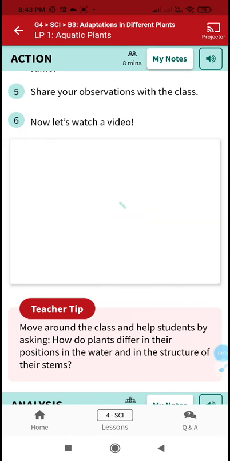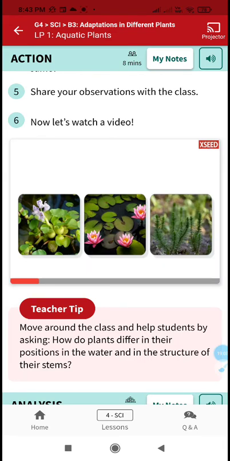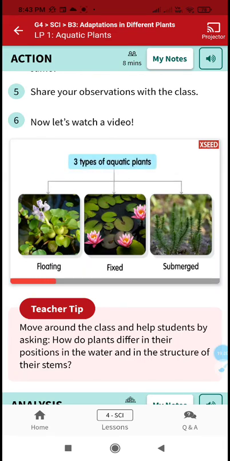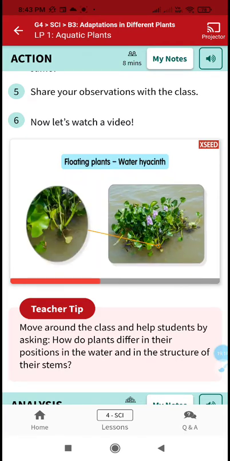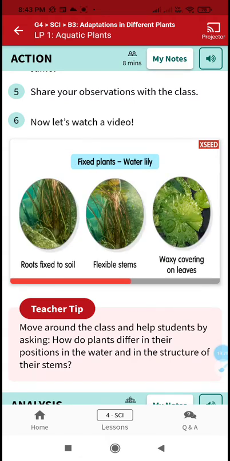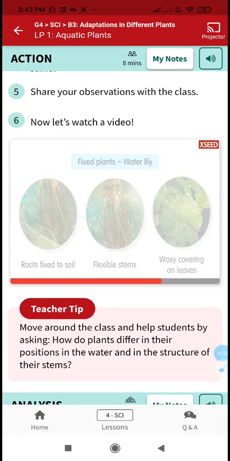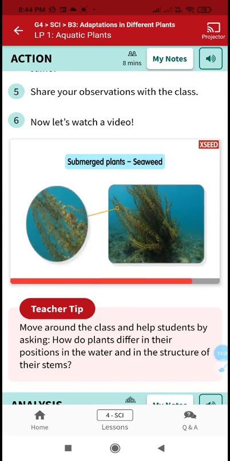Now you watch this video. Aquatic plants live in or on water bodies. There are three types of aquatic plants. Floating plants have light and spongy stems and leaves. Fixed plants have roots that are fixed to the soil. Submerged plants have narrow leaves and are totally below the water level.